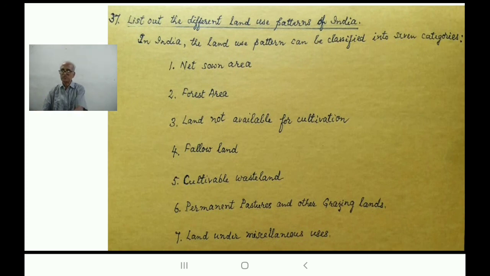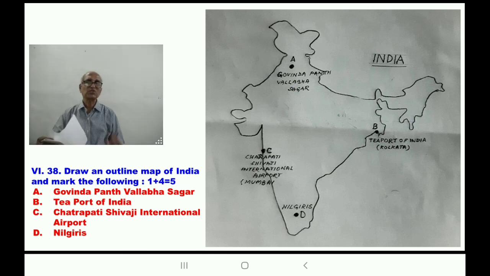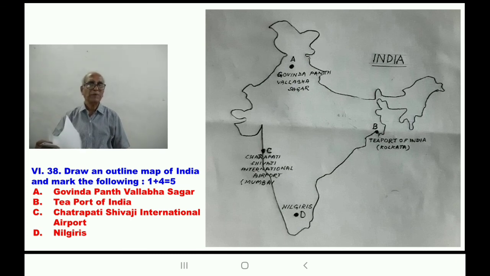Now the last question we go for, it is map work. The question is, draw an outline map of India and mark the following. Children, learn well. If you don't draw the map of the nation properly, in a proper shape, learn it well, you fail in this last question. It should be drawn properly, it should look like India. Practice over a few days, you can draw well.